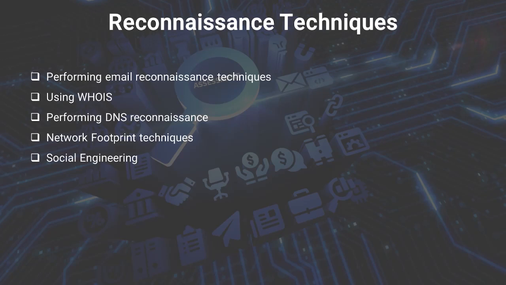Information gathering techniques also include performing email reconnaissance techniques, even using WHOIS to identify the registration information of a target organization's domain. Performing DNS reconnaissance can also lead to identifying additional subdomains and other servers that are related to the parent domain of the organization. We can even perform network footprinting techniques to discover host systems, running services, open ports, and even vulnerabilities on the network.